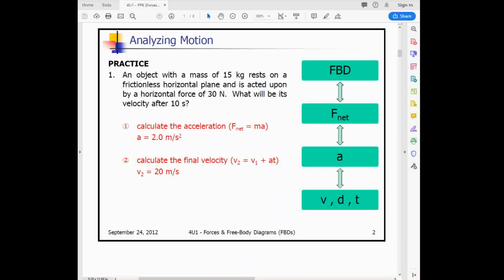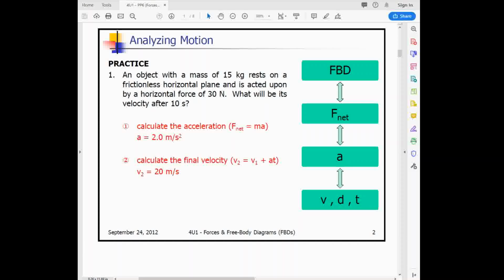Here's a sample problem. It says an object with a mass of 15 kilograms rests on a frictionless horizontal plane, and it's acted upon by a horizontal force of 30 newtons. What will be its velocity after 10 seconds? So our first step here is to find the acceleration, because there's no direct way to find force to velocity.